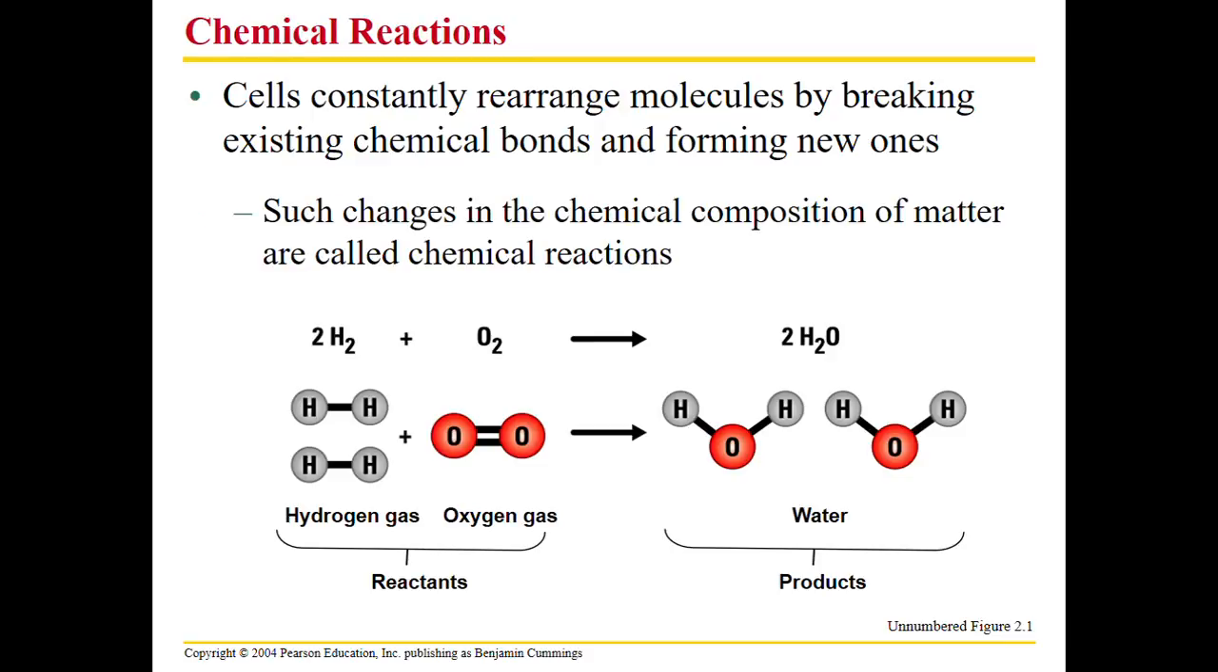Now let's move on to some chemical reactions. So we have chemical reactions with reactants and products. Cells constantly rearrange molecules by breaking existing chemical bonds and forming new ones. What does this mean? That means math is happening. We have reactants, what goes in, what you start with, hydrogen gas, oxygen gas here. And then we have our products, what we end up with. With these reactants, we end up with water, 2 molecules of water specifically in this example.